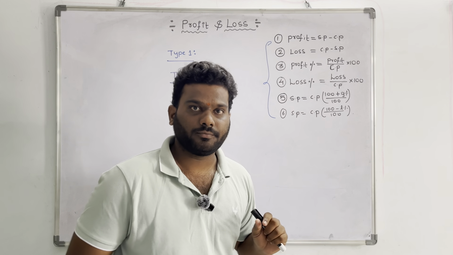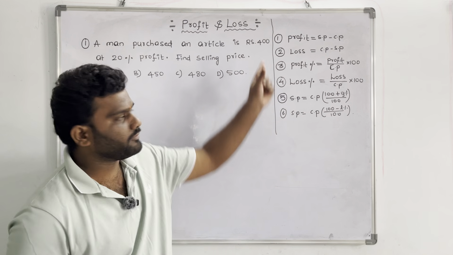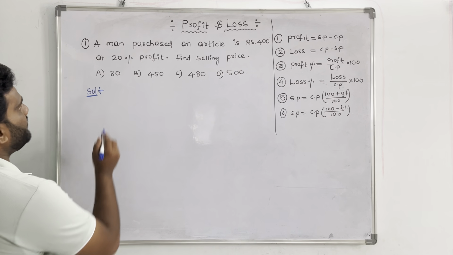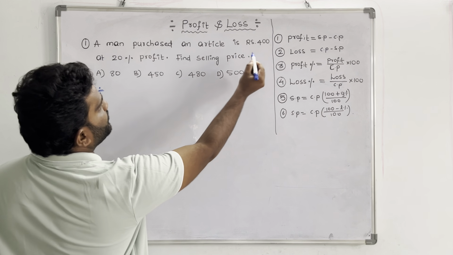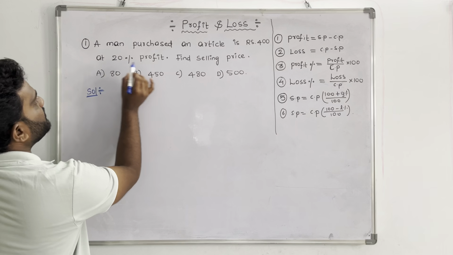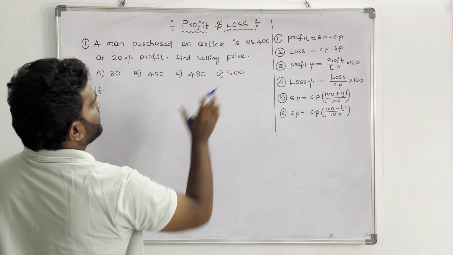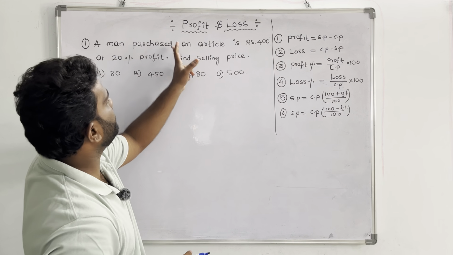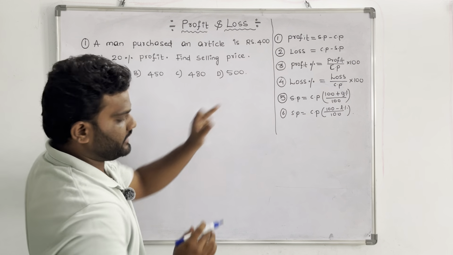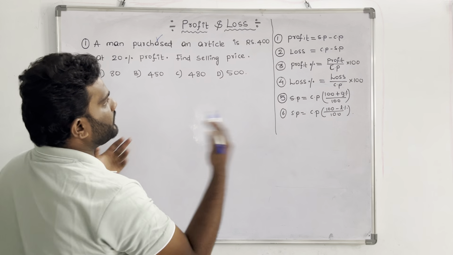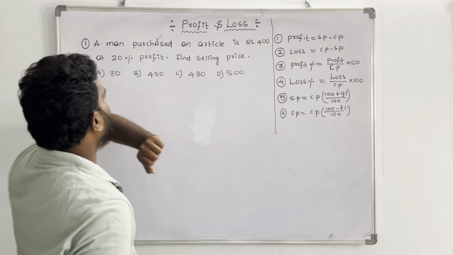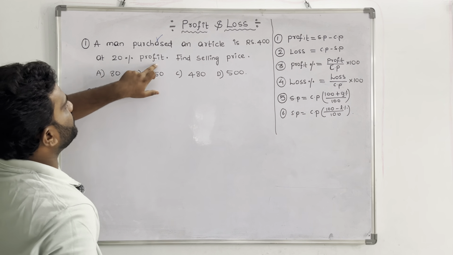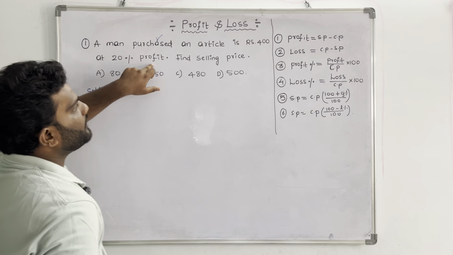Okay, the first question based upon these formulas. A man purchased an article for rupees 400 at 20% profit. Find selling price. So he is asking us to find selling price and he has given the cost price. Here purchased means we paid the amount, so that is why this is the cost price. And he is giving 20% profit. See, the percentage is given, it means profit percentage.